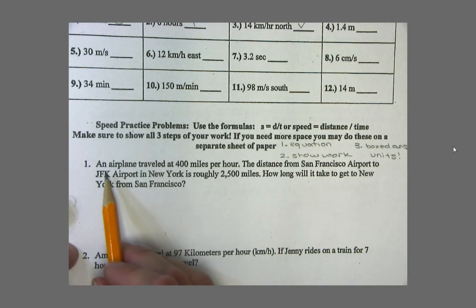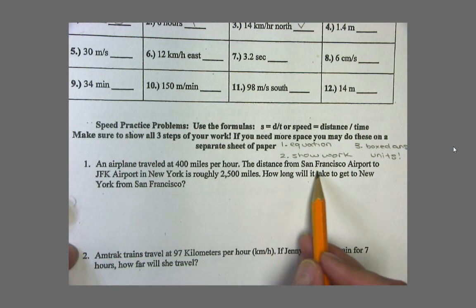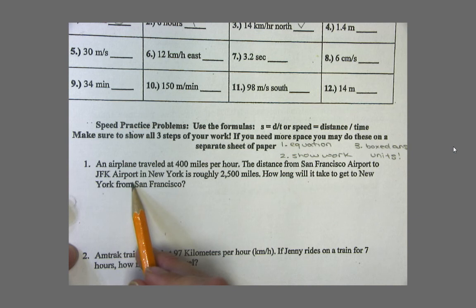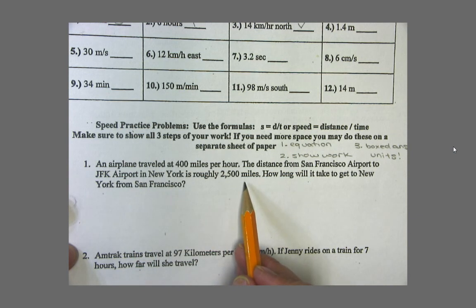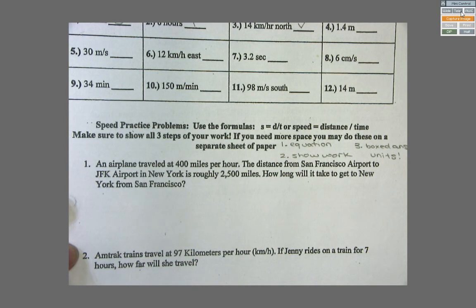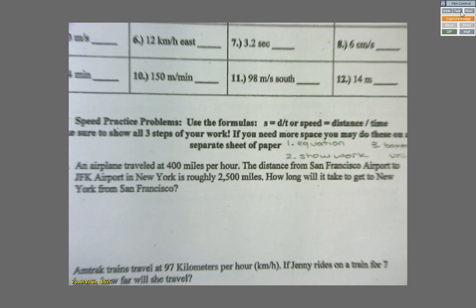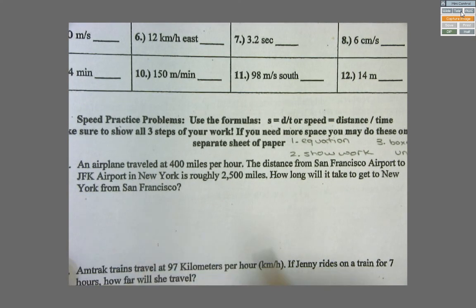So our first question, we have an airplane traveled at 400 miles per hour. The distance from San Francisco Airport to JFK Airport in New York is roughly 2,500 miles. How long will it take to get to New York from San Francisco? Let me zoom in a little bit. Okay, how long will it take? So the first thing I want to do is list what I have.